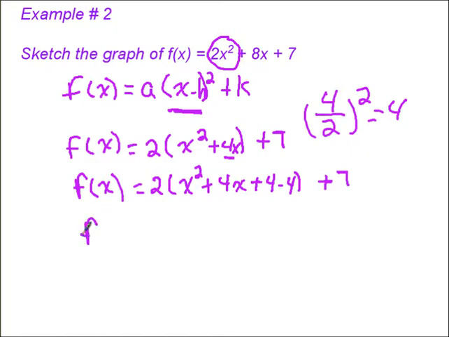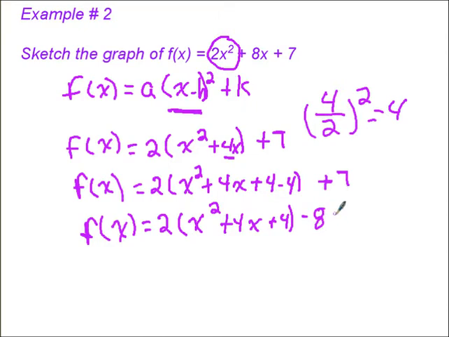Alright. I don't want that extra negative 4 in there, so I want to take it outside of the parentheses. So what's going to end up happening is I'm going to have 2x squared plus 4x plus 4, and then I'm going to have minus 8 out here and plus 7. So the question is why do I have this minus 8?